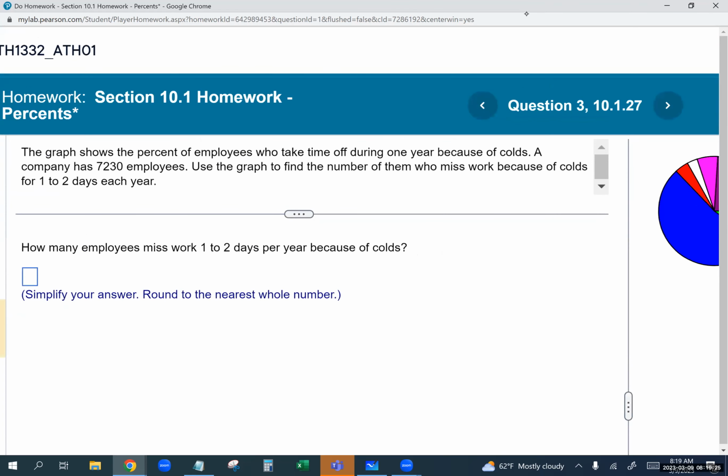And I usually don't really read the problems. You need to know the total amount and then you need to know whatever they're asking, but I'm gonna go ahead and read it. The graph shows the percent of employees who take time off during 1 year because of colds. A company has 7,230 employees. Use the graph to find the number of them who miss because of colds for 1 to 2 days a week. Okay, so specifically, I care about the ones who missed for 1 to 2 days a week.